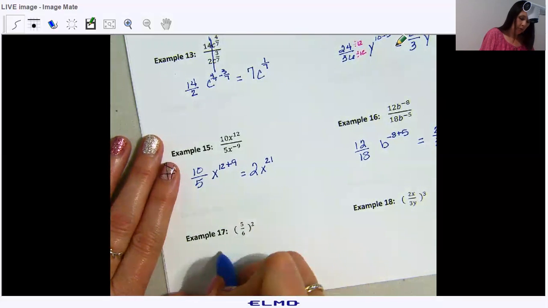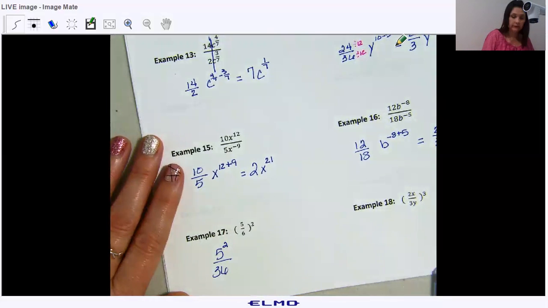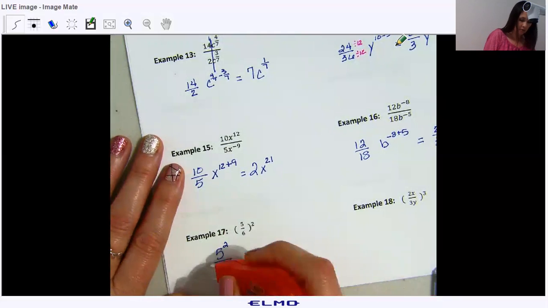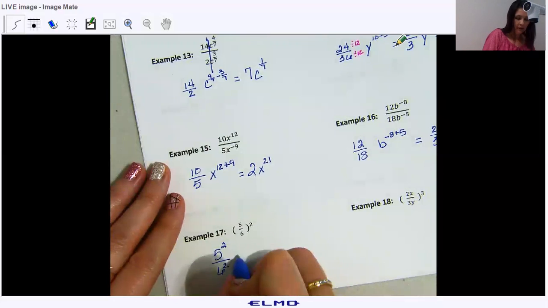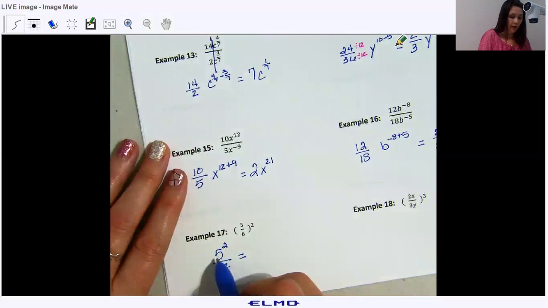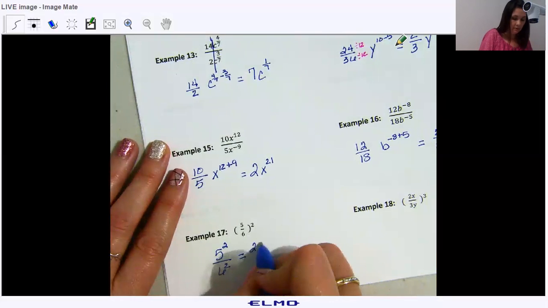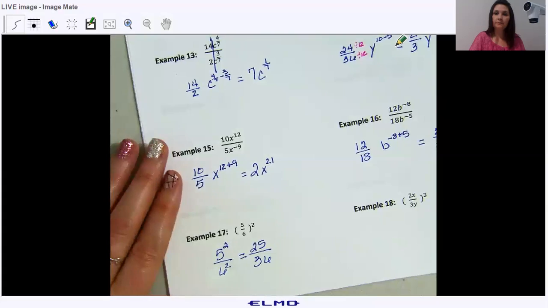So this can be rewritten as 5 squared over 36 squared. Oops, not 36. I answered it as I was writing it. Over 6 squared. And yes, I do want you to simplify these. So 5 squared is 25, and 6 squared is 36, and that would be your final answer.